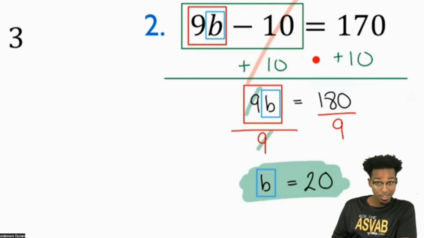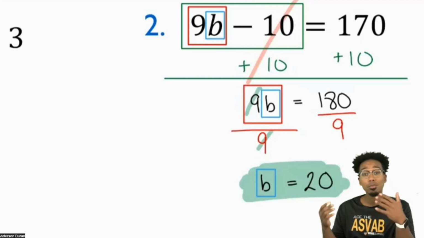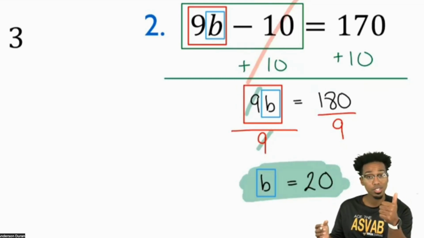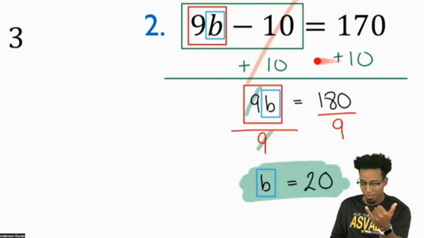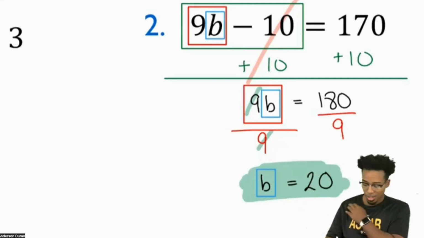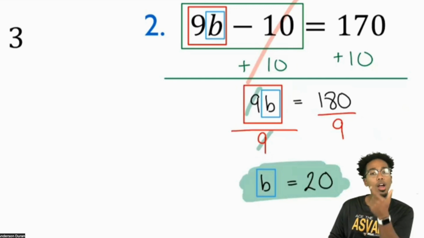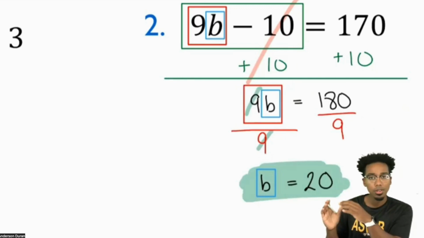And then from there, great, now we're just left with that 9 and b, 9 times b. So then we will do the opposite of multiplying by 9 by dividing by 9. And we're still following the same cardinal rules. Whatever you do to one side, you do to the other every time. And also, we're working backwards. We took away 10, so we add 10 to both sides. We're multiplying by 9, so we divide by 9 on both sides. Follow those two rules, and you'll never be led astray.